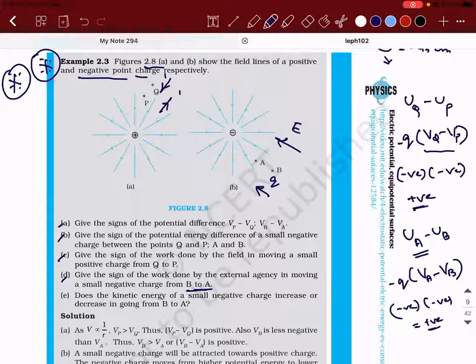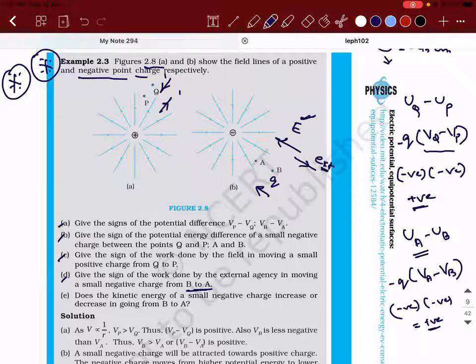Why? Because you're talking about attraction. Attraction happens naturally. Whereas, if this is the direction of the electric field, if you read the question, what are they trying to say? Work done by the external force. So the external force will exactly be in the direction opposite to the electric field. Are you guys able to understand this point or not?